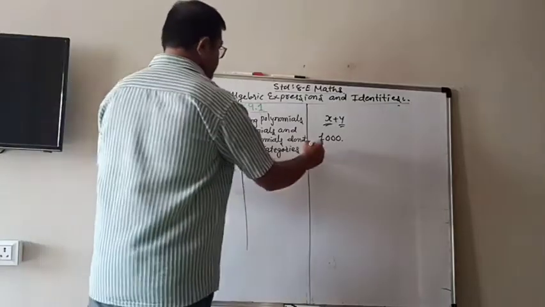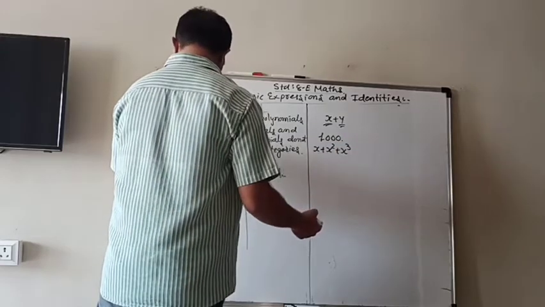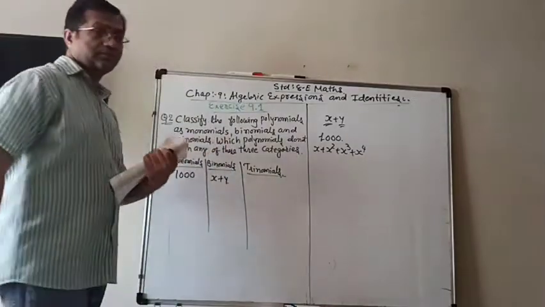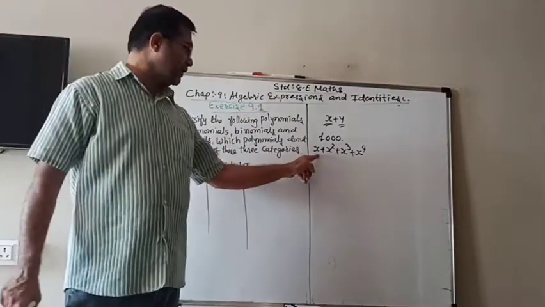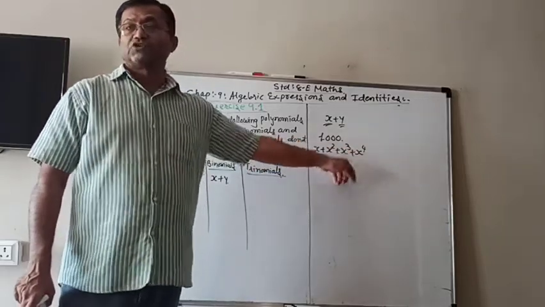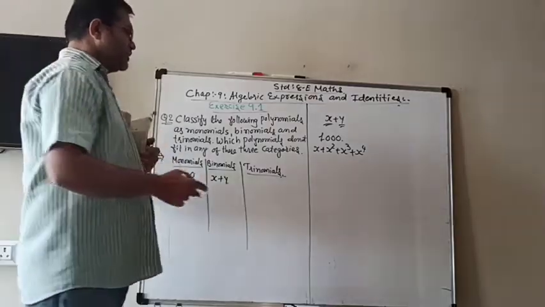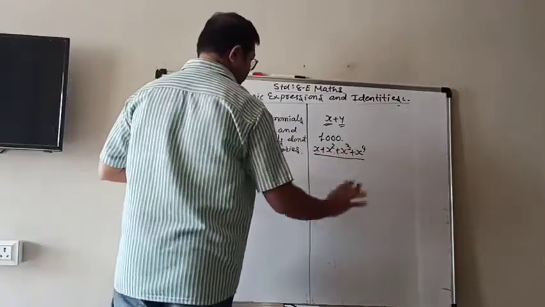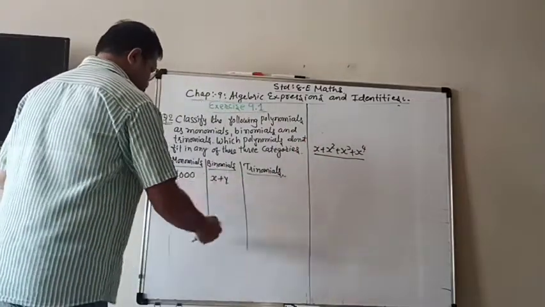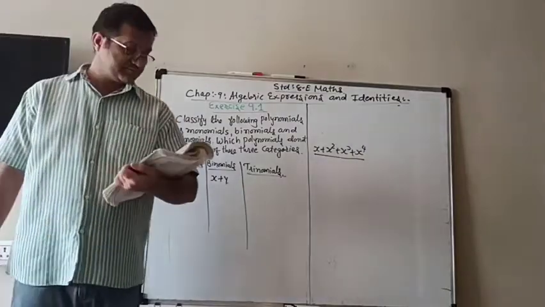Next is x plus x square plus x cube plus x raised to 4. Here you can see that there are 1, 2, 3 and 4 terms. So it will not belong to any category. So that one we will write down at last. So just keep it there. When we finish with all that, then we will write down that these polynomials do not fit.